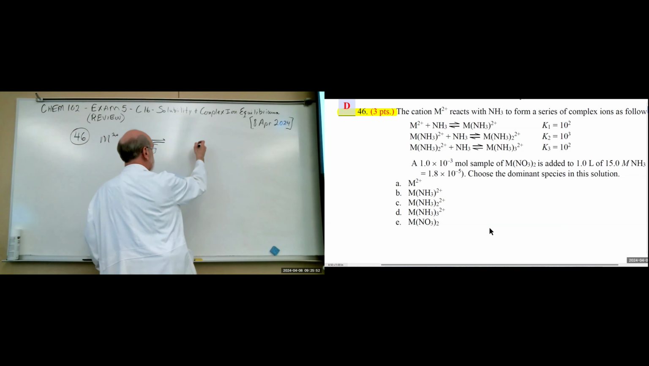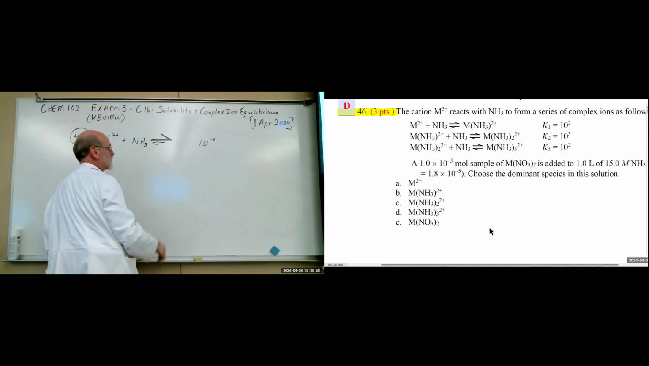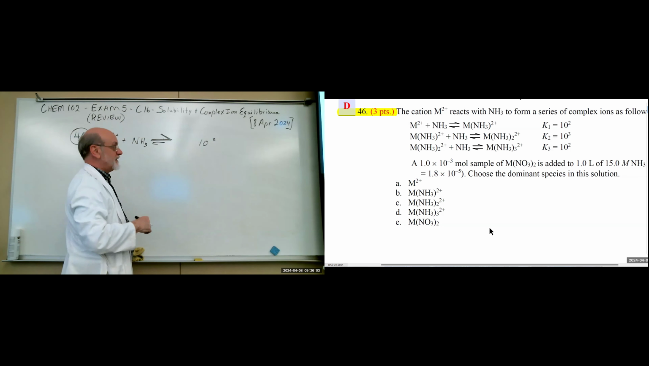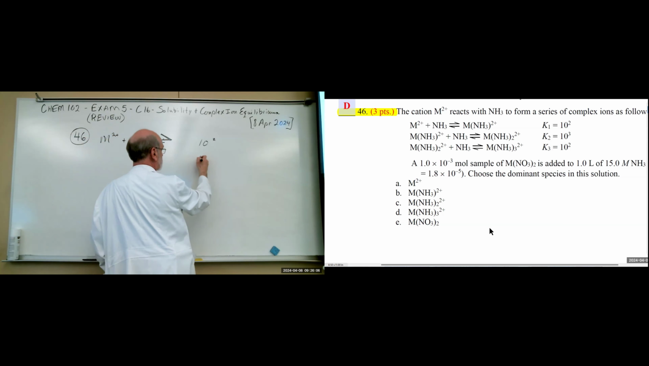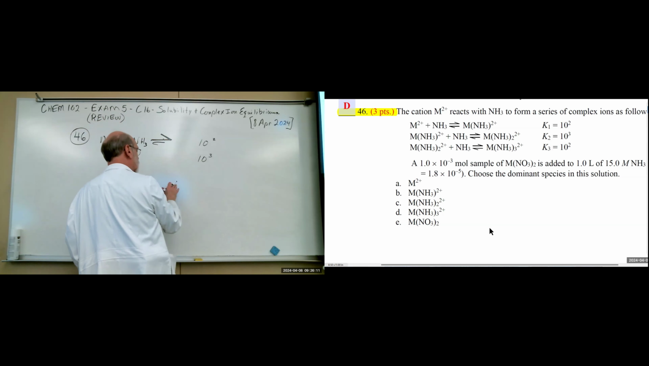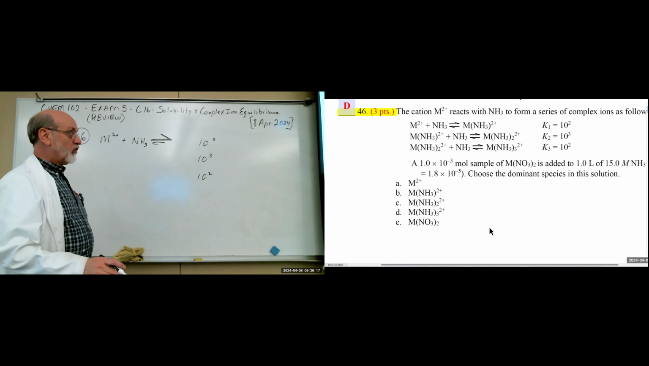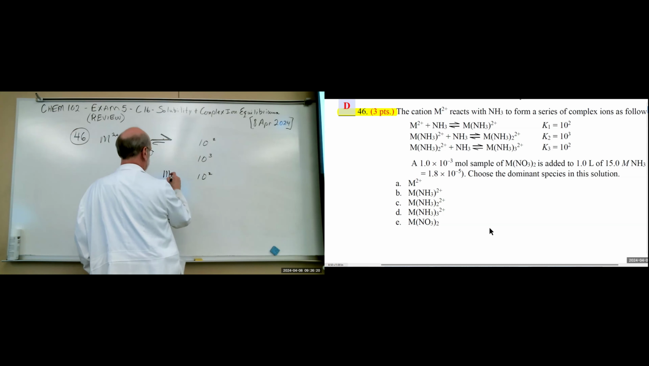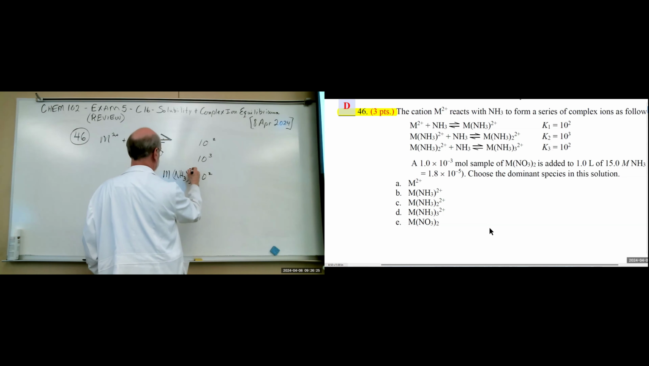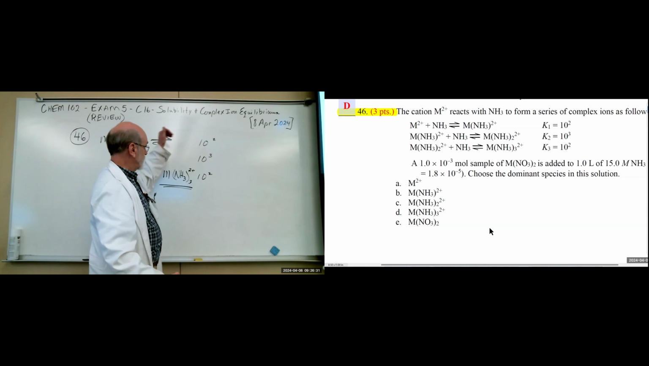The first K is 10 to the minus 2. What does that mean? That means you're going all the way, excuse me, 10 squared, you're going all the way to the right. Then you're going to take that one and do it again, and that's even bigger. And then you're going to take that one and do it again, add another ammonia. And that one is this one. So overall, you're going to end up with 3 ammonias and a 2 plus charge.